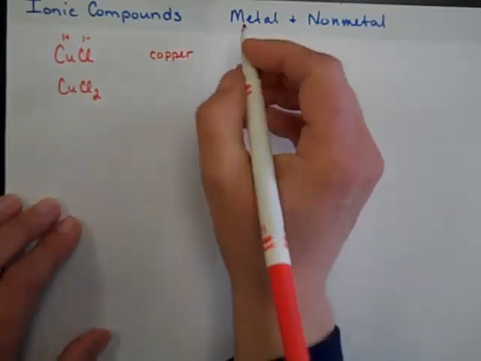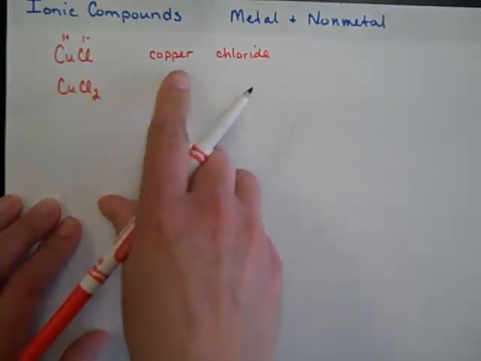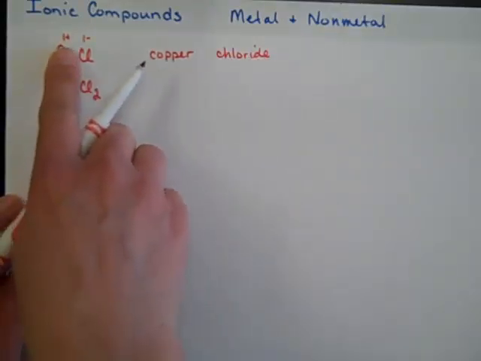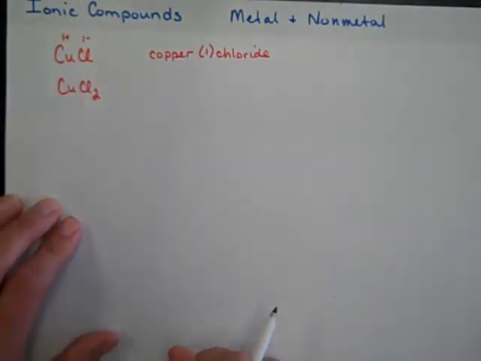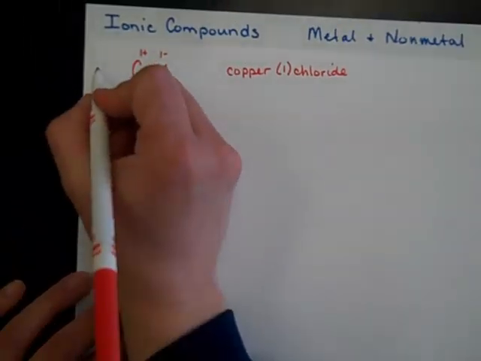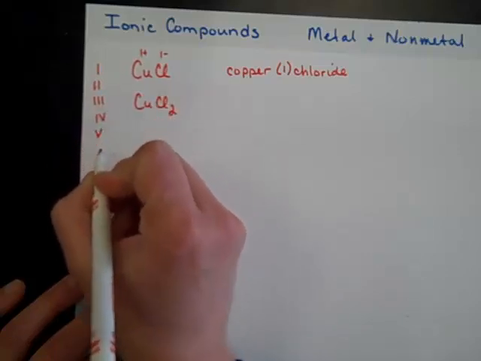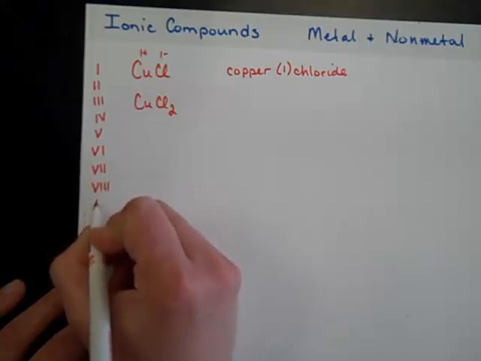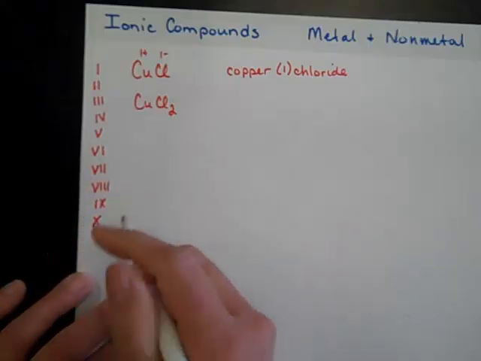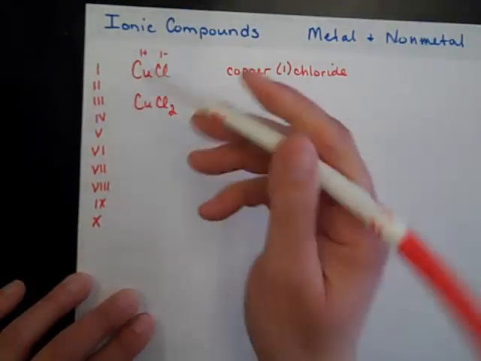We have copper and we have chloride. To indicate that this copper has a +1 charge, we are going to put a Roman numeral 1 in parentheses. Now, if you don't remember your Roman numerals, 1, 2, 3, 4, 5, 6, 7, 8, 9, 10. Those are more than what we would need. These are your Roman numerals in order from 1 to 10.